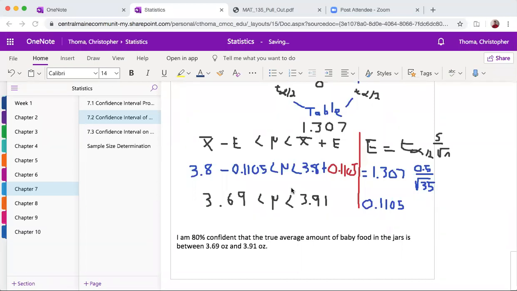So we had what? Alpha was 0.2. And we had 34 degrees of freedom. Nope, that's not right. 0.1. That's not right either. What's wrong with this thing? Oh, no, I am right. Our critical value is 1.307. Okay, yeah.